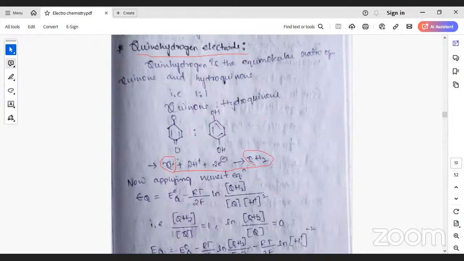Quinone will be converted to the hydroquinone. This is the hydroquinone. This is the quinone. Here, gaining of electrons means the process is called the reduction process. Okay.